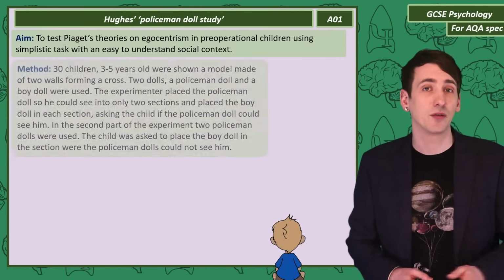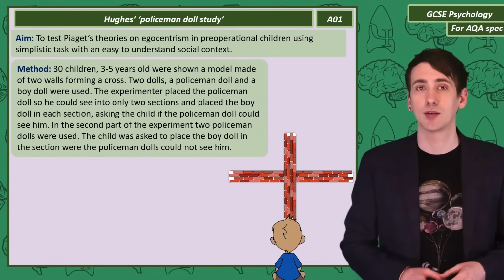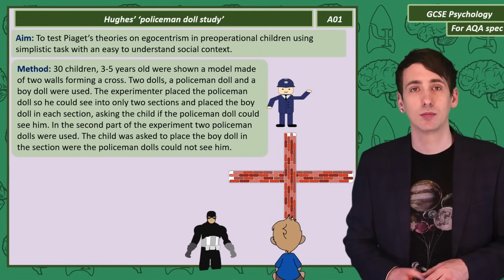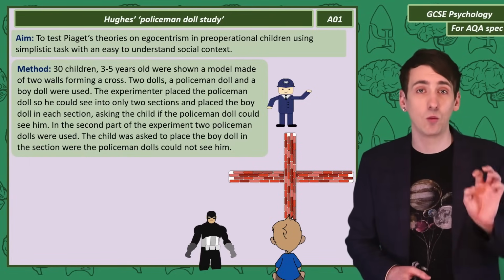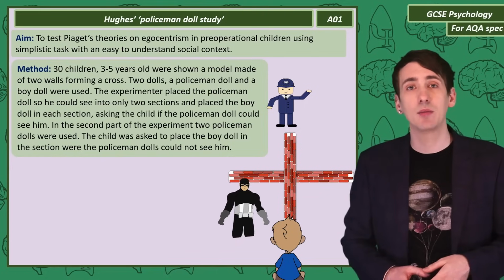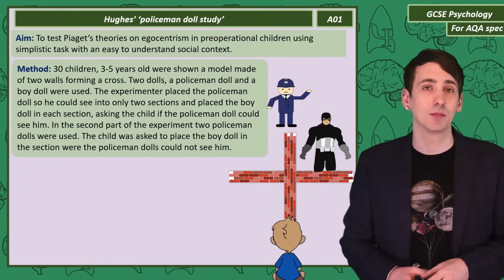30 children between 3 and 5 years old were shown a model of 2 walls forming a cross. 2 dolls were used, a policeman doll and a boy doll. The experimenter placed the policeman doll on one side so he could see into 2 of the sections of the wall. The experimenter then placed the boy doll, asking each time if the policeman doll could see him.